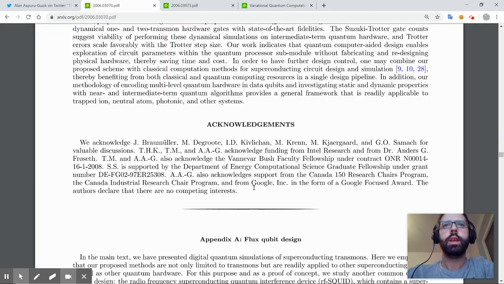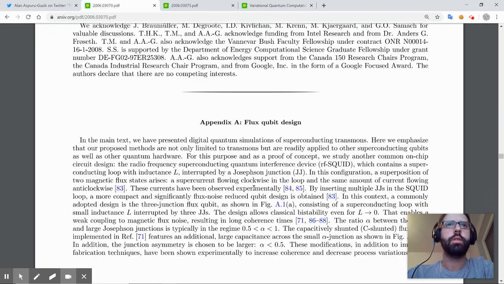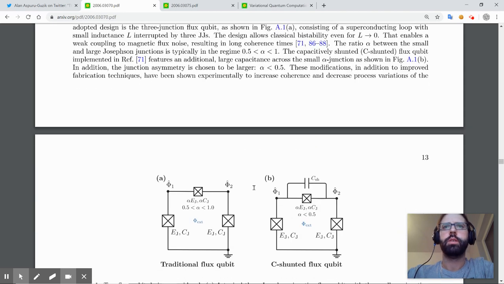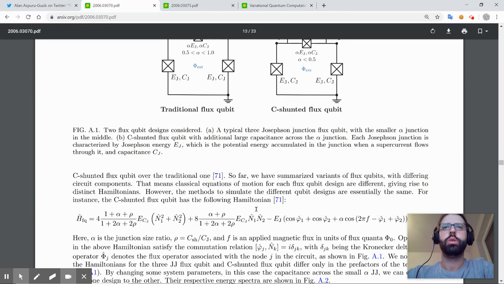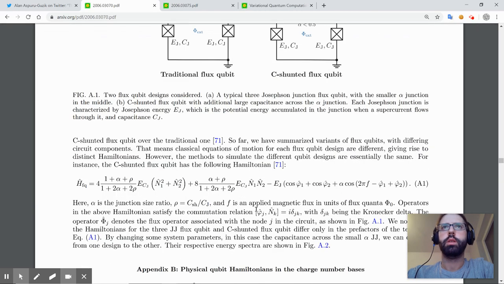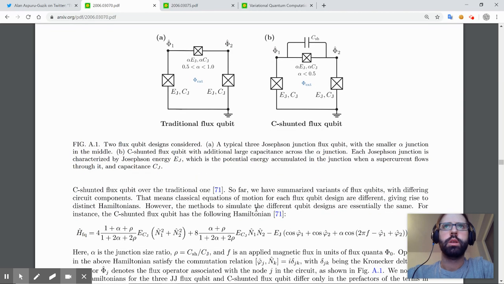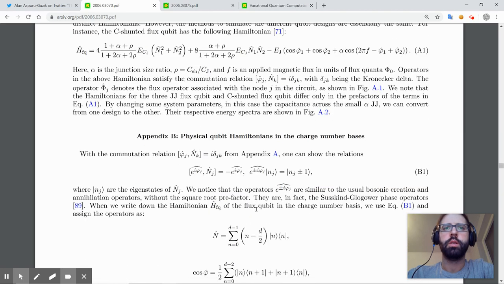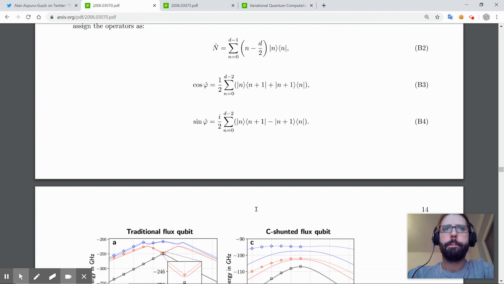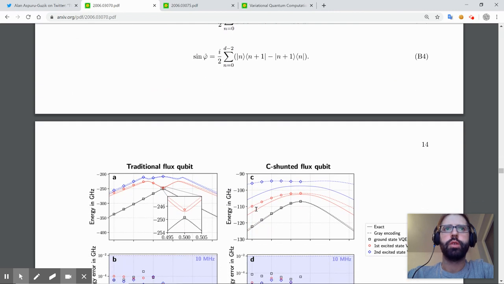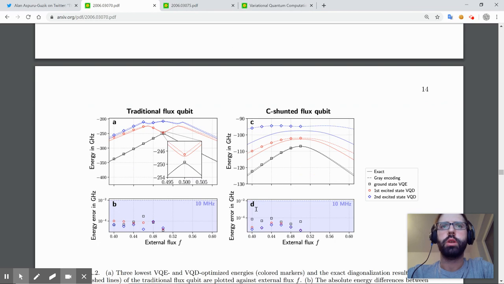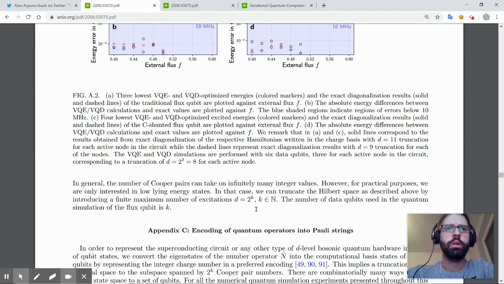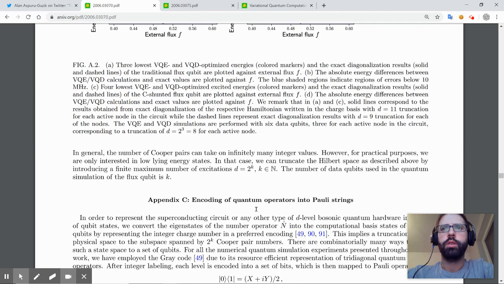Cool, and that's it. And then I guess now comes the actual qubit design stuff. Okay, so the actual ansatz. Why is this so slow? My scrolling is lagging. Physical qubit Hamiltonians in the charge number basis. Traditional flux qubit, C-shunted flux qubit. Encoding quantum operators into Pauli strings.